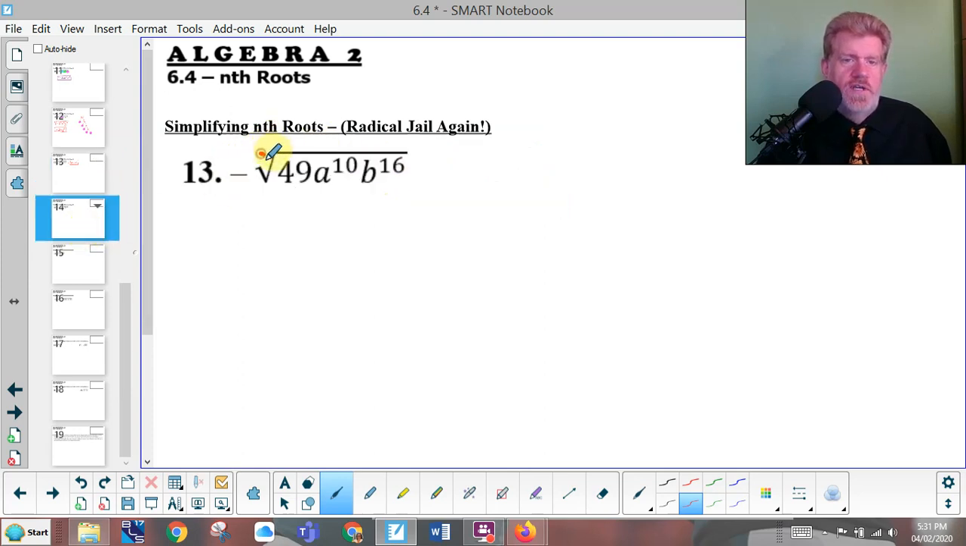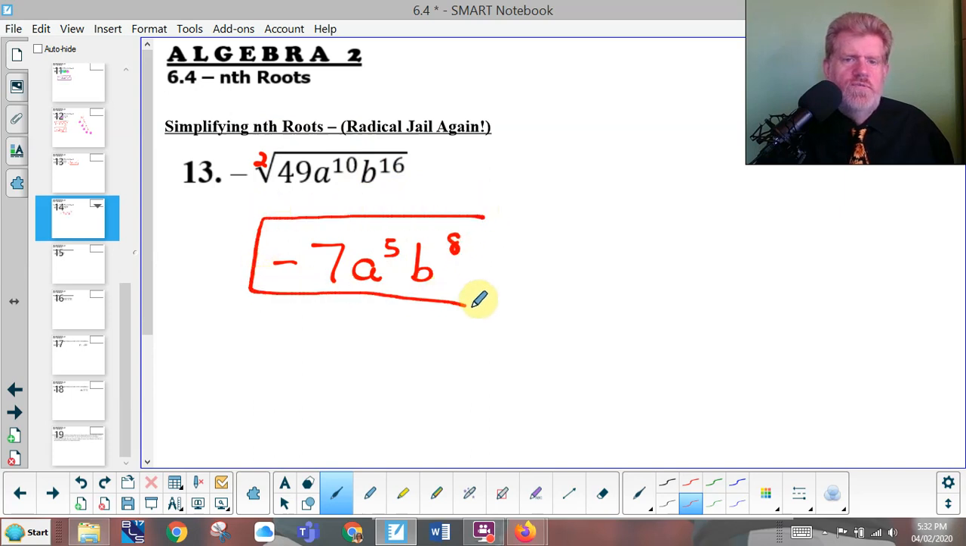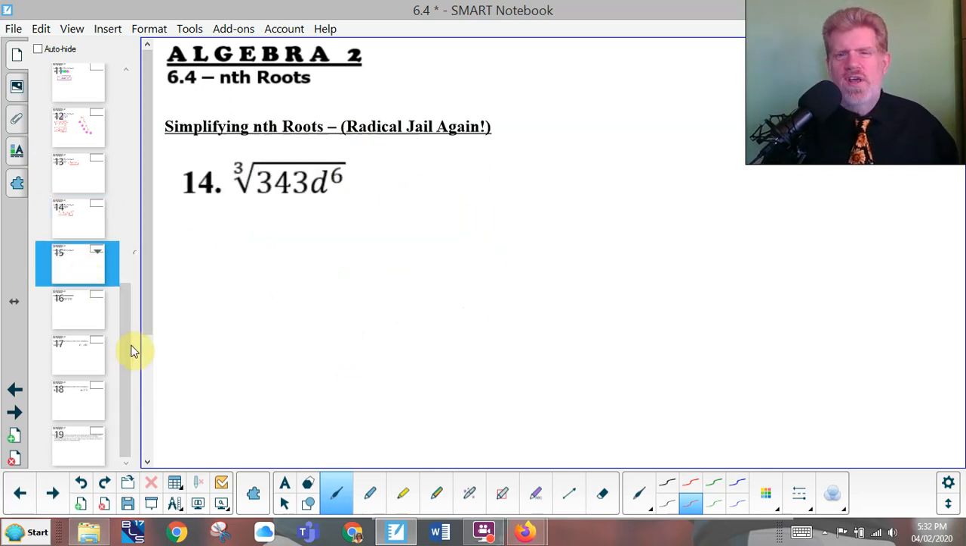All right, a square root again. Boring. Sorry. Negatives on the outside stays on the outside. Square root of 49, 7. A to the 10th. What's 10 divided by 2? 5. B to the 16th. 16 divided by 2? 8. There it is. Boom, boom, boom, boom. I'm hoping that you guys do these pretty quickly. I gave you more work than normal as far as number of problems, but I think you'll realize it's nothing too crazy. Okay, hopefully.